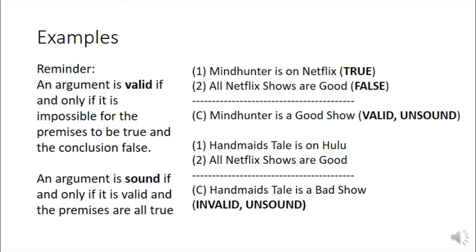So while this first argument is a valid argument, it's not necessarily sound because there are shows on Netflix that are not good. An argument is sound if and only if it is a valid argument that has true premises. Similarly, since the second argument is invalid from the start, it can't be sound because an argument has to be valid before it can be sound.